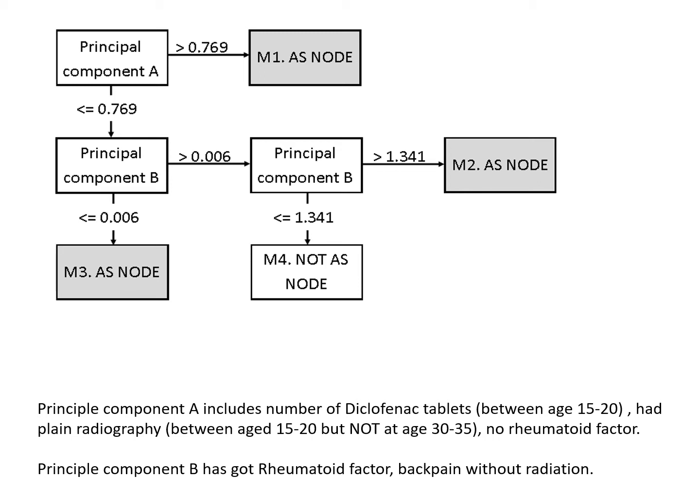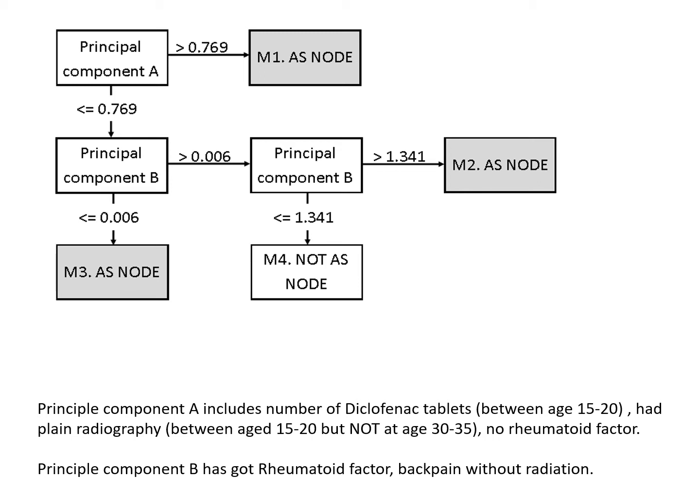If they were low on this, they'd run through a new model, principal component B, which for people who do have rheumatoid factor, then looks at do they have back pain without radiation and many other features. And so the medical history is run through different principal component models, and given the threshold it reaches, a decision is made whether this is ankylosing spondylitis or not ankylosing spondylitis.